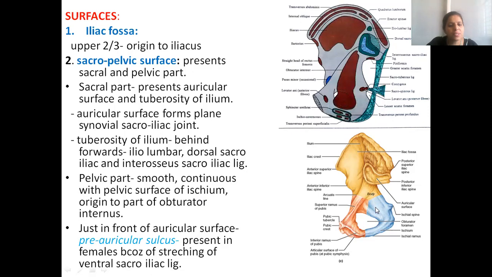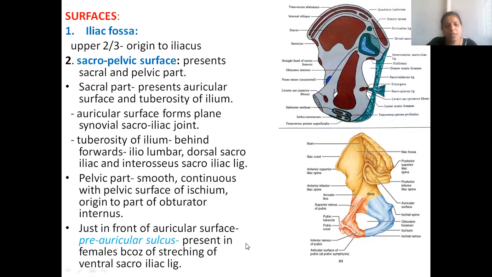Okay, so that means that is the pelvic surface of ischium. And this is the part which is giving origin to this muscle. What is the name of this muscle? Obturator internus. Then just in front of the auricular surface, we have the preauricular sulcus.